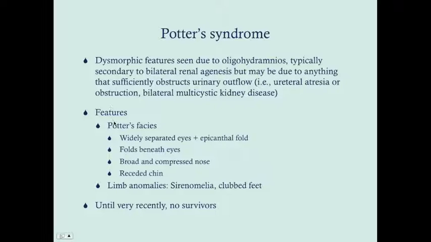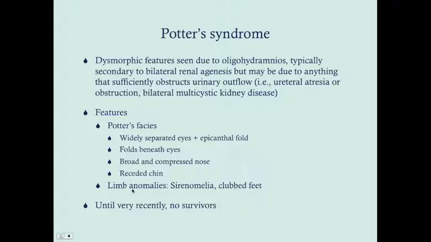So the features you see in Potter's syndrome are the eponymous Potter's facies, and these are widely separated eyes with an epicanthal fold, these really characteristic folds beneath the eyes. I'll show you some pictures and you'll see what those are. They have a broad and compressed nose, and that just has to do with the compression because of the oligohydramnios, and a very, very small receded chin. That chin's kind of almost pointed backwards.